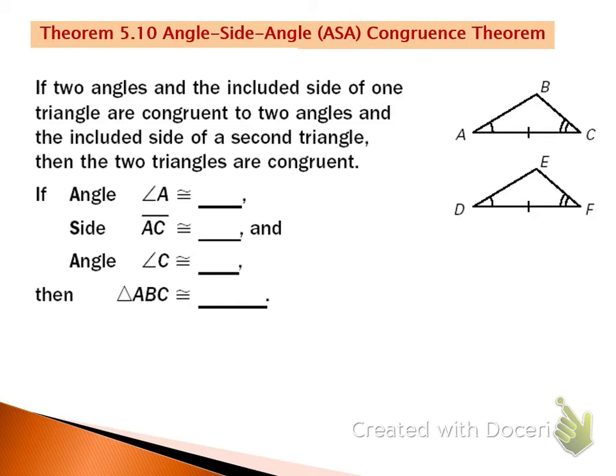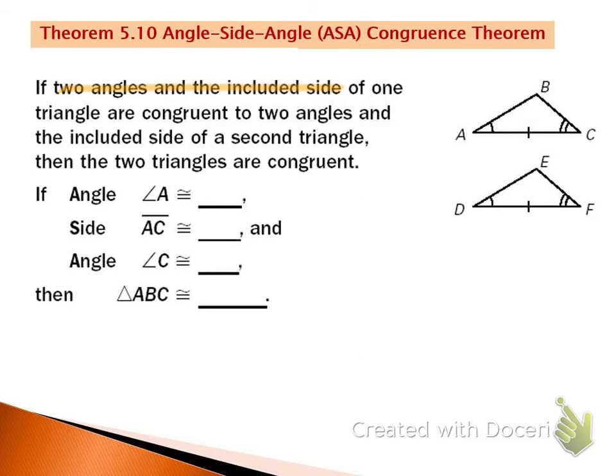Angle, side, angle. And then you're going to highlight since we don't have to fill in the blank. So this time, we're looking for two angles and an included side. Go ahead and highlight. We're looking for two angles and an included side.